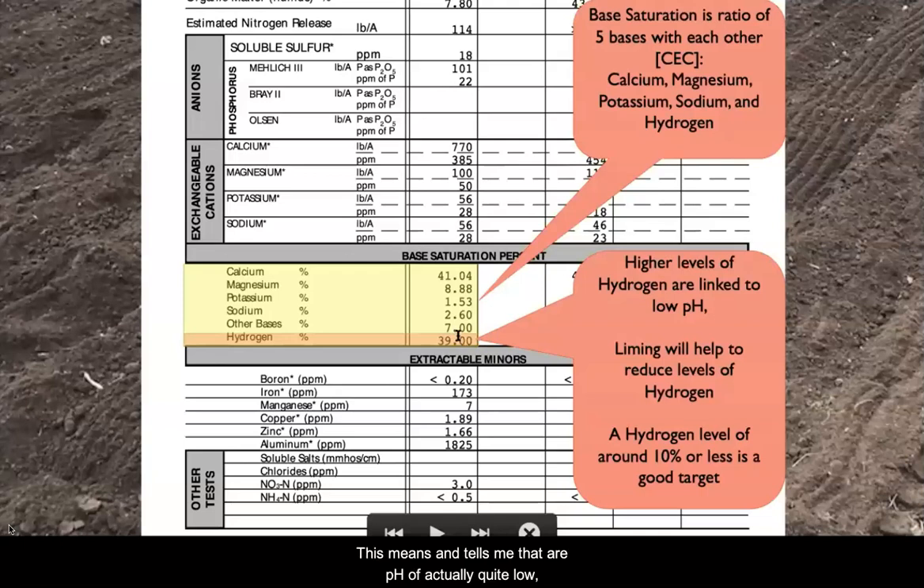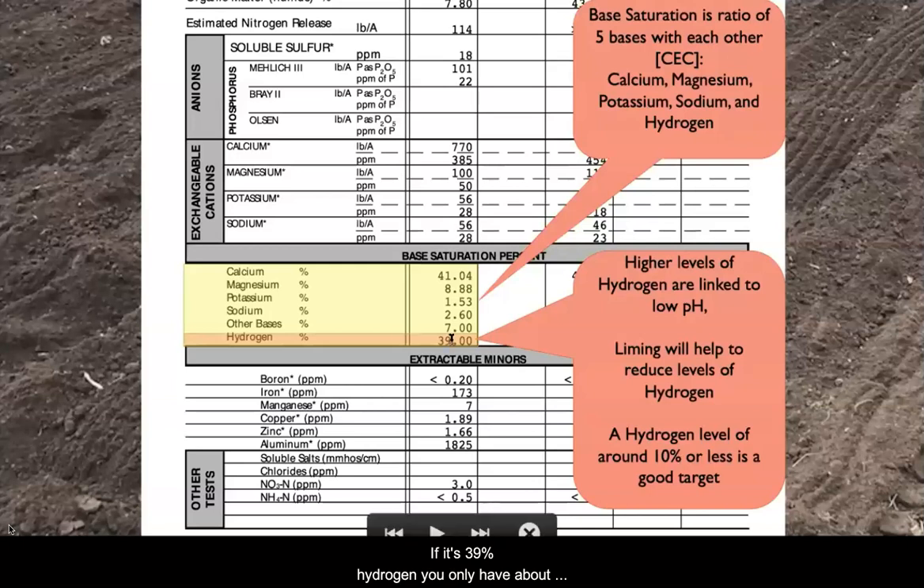This tells me that our pH is actually quite low. As your pH is more acidic, hydrogen levels are much higher. So we don't want that to be the case for us. We want to try and get our hydrogen level at 10% or less, which means that we're going to have at least 90% of our soil holding nutrients or cations that our plants like to use for fertilizer.